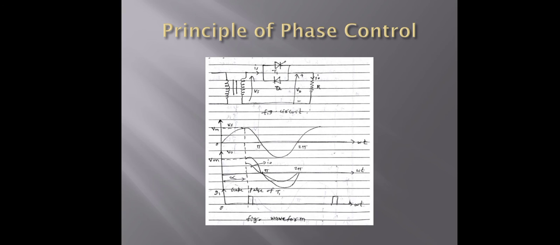The first condition is the input applied during the positive half cycle of the AC supply. Then SCR T1 is turned on at omega t equal to alpha. This makes the load voltage positive and equal to the instantaneous AC supply voltage. The SCR will be turned off due to natural commutation at omega t equal to pi. In short, when we apply a positive input signal, the commutation is at omega t equal to pi.